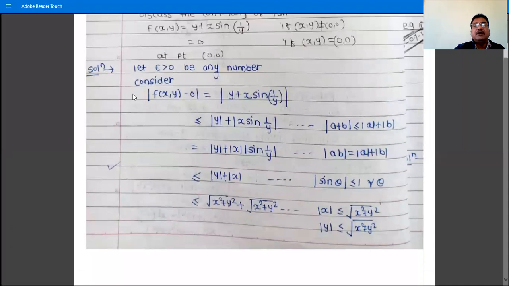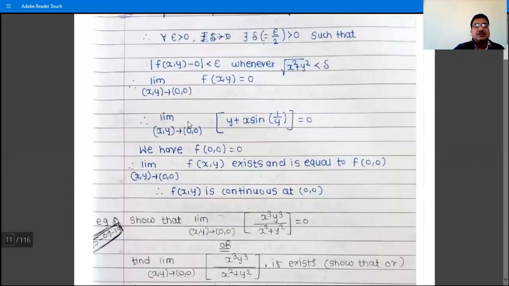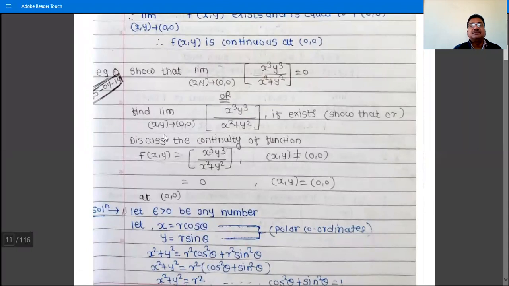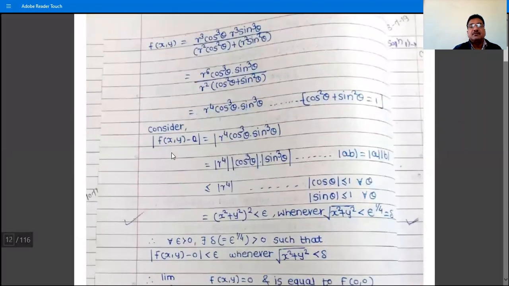Take epsilon greater than 0 as an arbitrary number. Consider mod f(x,y) minus 0. Substitute f(x,y) as r raised to 4 cos cube theta sin cube theta minus 0. Then take the separate mods, and we know that mod of a into b into c is mod a into mod b into mod c. The functions cos theta and sin theta are bounded: mod cos theta and mod sin theta are less than or equal to 1. Substitute the largest values, 1.